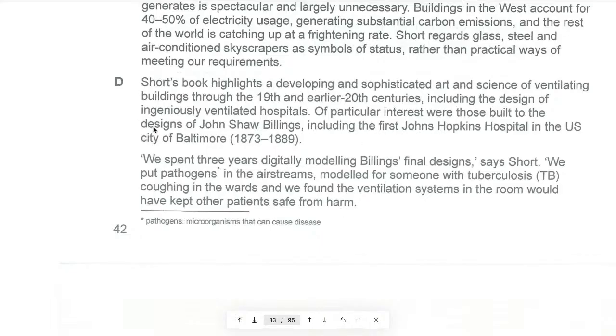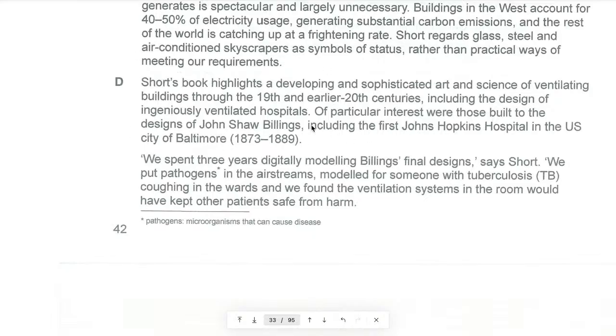I think to understand this one completely, you need to read from the beginning of section D. Read that. Short books highlight developing and certificated art and science of ventilating buildings through the 19th and early 20th centuries, including the design of ingeniously ventilated hospitals. Of particular interest were those built to the design of John Shaw's building, including the first John Hopkins Hospital in the U.S. city of Baltimore. Yeah, okay.